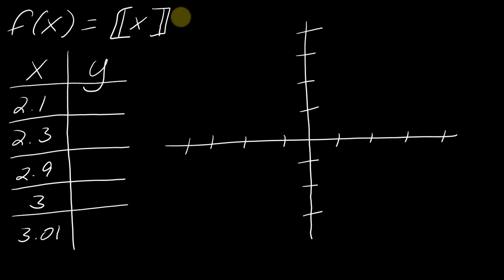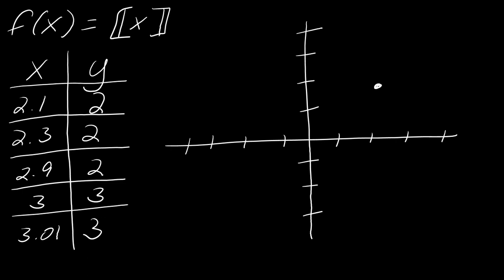So just to show you how it works, I've got the function here. If I have, let's say, 2.1, the greatest integer that is less than or equal to 2.1 would be 2. And what about 2.3? The greatest integer less than 2.3 is 2. And for 2.9, the greatest integer would still be 2, right? When I get to 3, if you have an integer, you just use that integer. But at 3.01, what would the greatest integer less than or equal to 3.01 be? It would be 3.